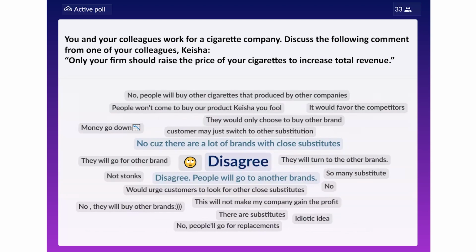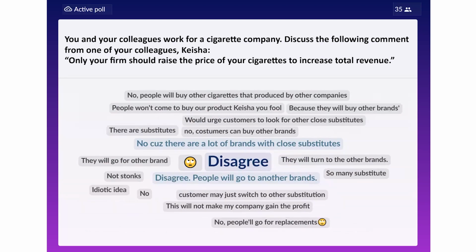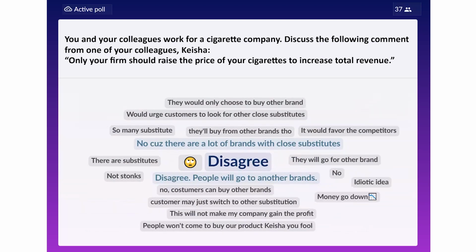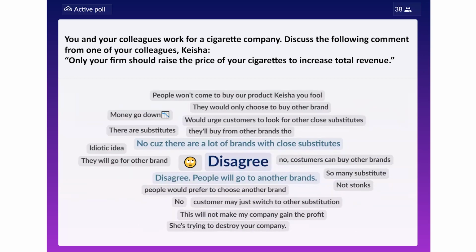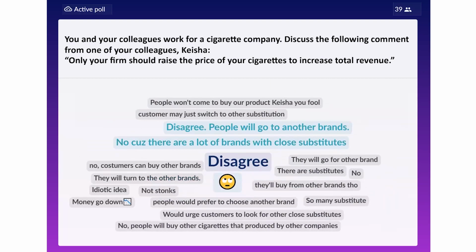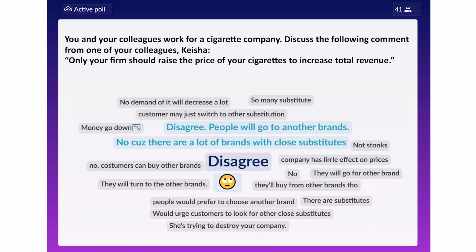Okay, so quite a few have already typed in your answers. So there's a lot of disagreement about Keisha's comment. And where's the catch? The other comment is the whole industry increasing prices. This one is your company increasing prices. And the key issue here is whether or not your product, your cigarette, is that different from other cigarettes.